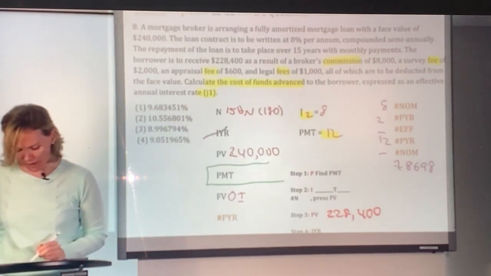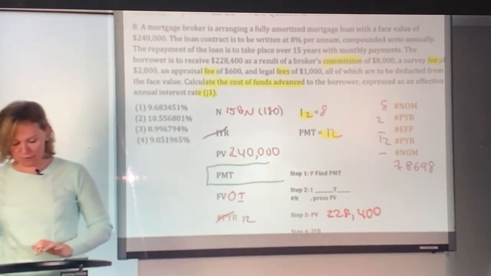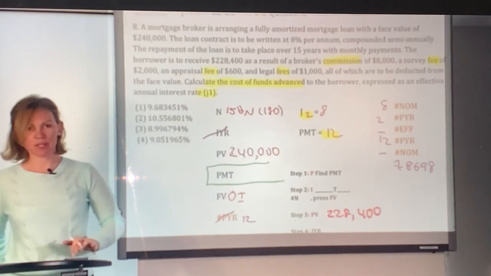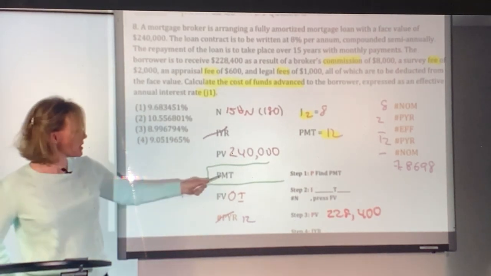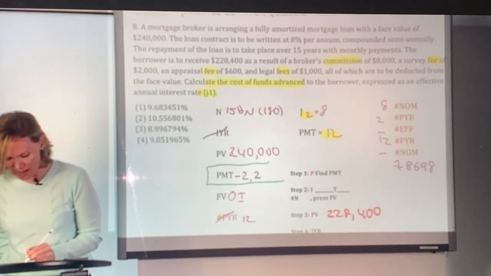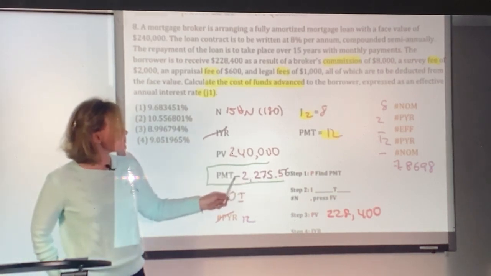That's what you got in there. So far, we can cross off PYR because we know PYR will be 12 now, right? Because everything is monthly. Finish the N, 15 years, so 15 shift N comes up as 180, 240,000 PV, 0 plus minus future value, and only after you finish it, press PMT to see how much your payment came up to. Mine came up as a negative 2,275.56. Okay, so that's my payment. That's what I got in here. What do we do now?